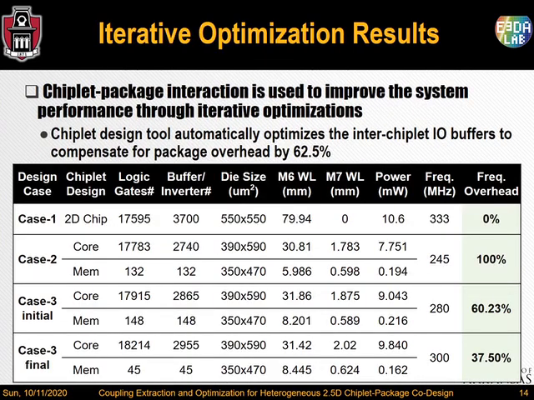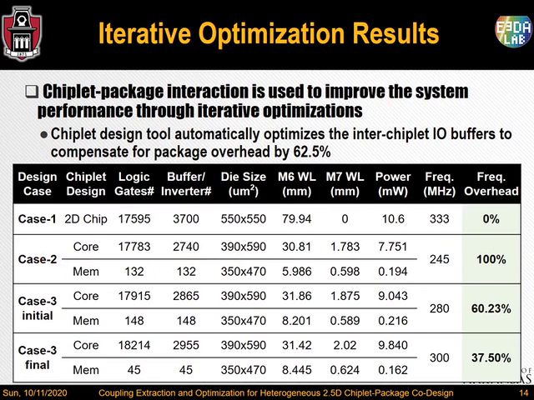To demonstrate the effectiveness of holistic consideration, we study some design cases which are presented in this table. Case 1 is the reference 2D design. In the absence of package overhead, this is the best performing system. It achieves a system frequency of 333 MHz.